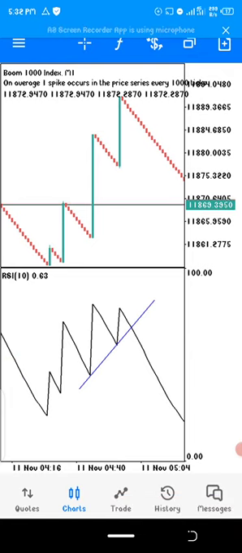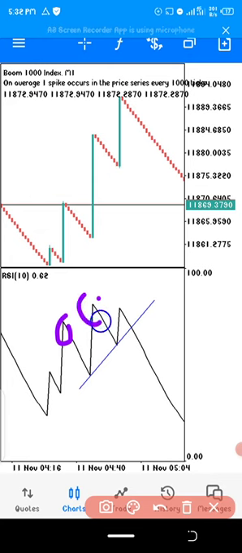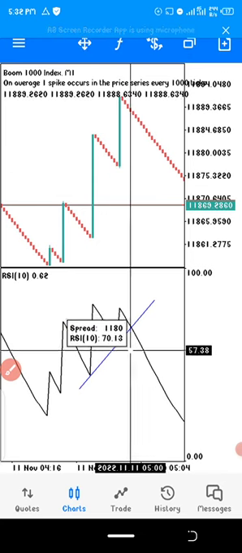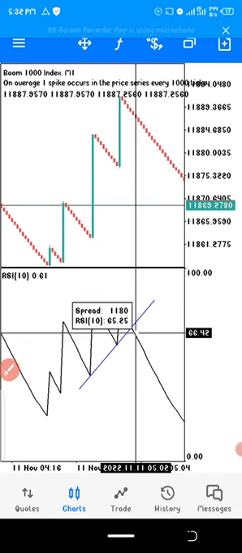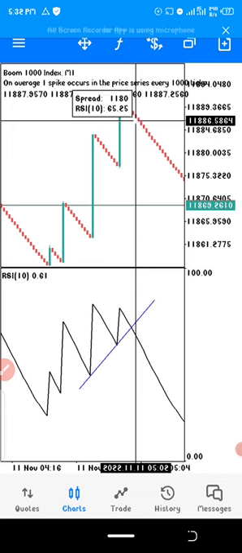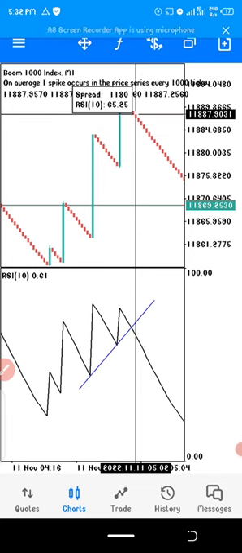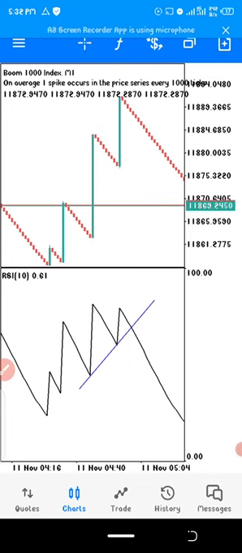I'm not using magic. All right, so in this case I have the left shoulder, I have the head, and I have the right shoulder, and I have the neck connected in an upward motion. Now where is going to be my entry? A clear breakout, which is at this point, and that will be at 11887.